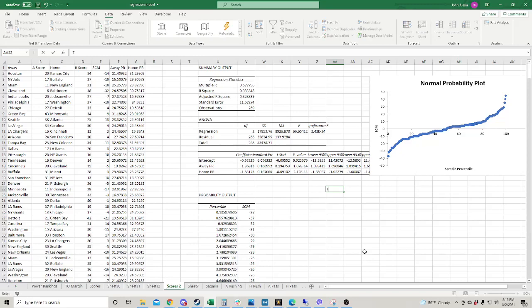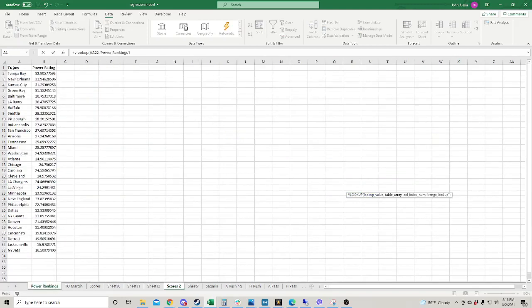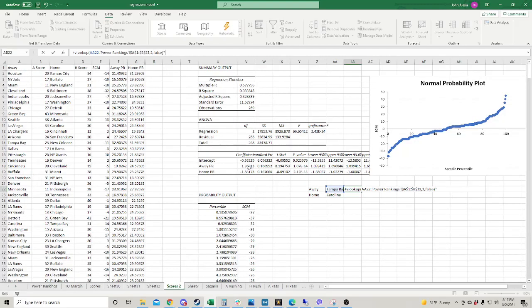So let's just take Tampa Bay as the away team. We'll say they're away. And let's say the home team is Carolina. What we would do is we would do a VLOOKUP of Tampa Bay, and we go to the power rankings, and we've got those here so we could find out what their power ranking is. We're then going to multiply that by the away team power ranking coefficient. That gives us this number here.